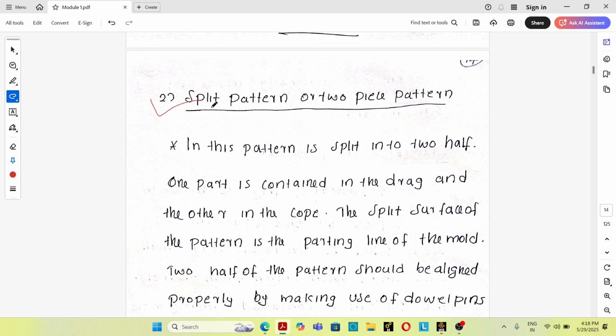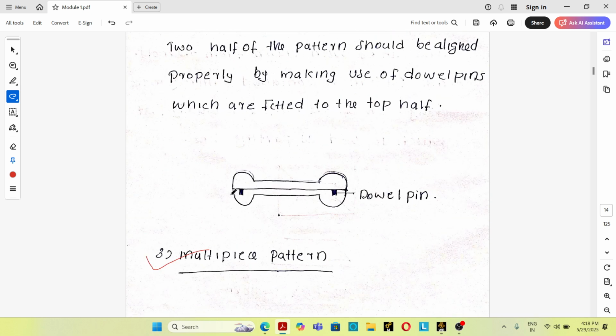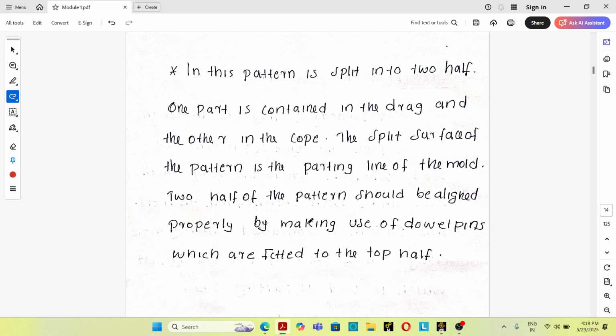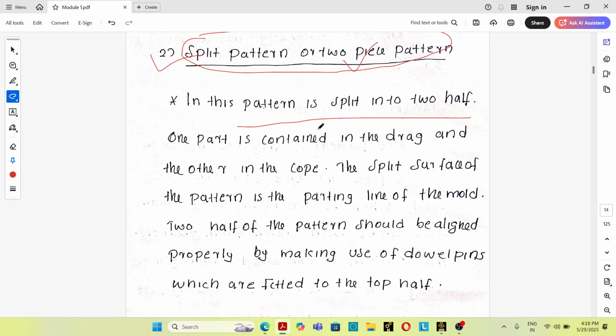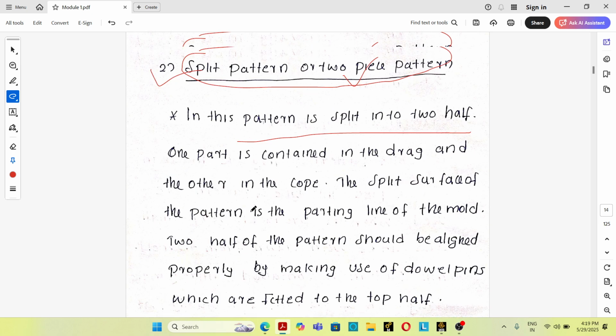And the second one is the split pattern or two piece pattern. Second classification, split pattern, otherwise known as two piece pattern. See this pattern. This is a two piece pattern for a dumbbell shaped casting. The pattern is split into two halves. This is the top half and this is the bottom half.